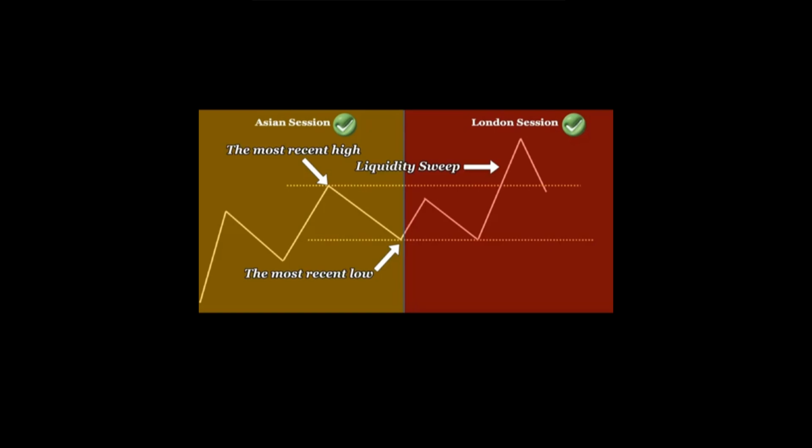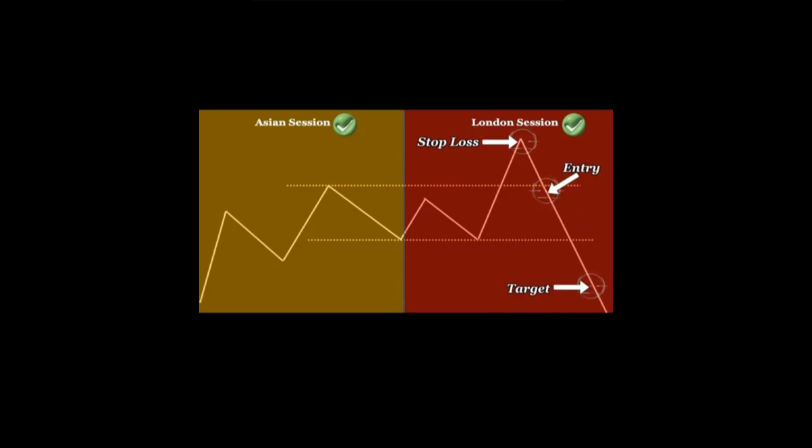Once you identify this setup, your execution is simple. Enter a sell position as soon as the reversal candle closes. Place your stop loss just above the liquidity sweep. Set your take profit at the most recent low. That's your bearish sweep and flip protocol in action.